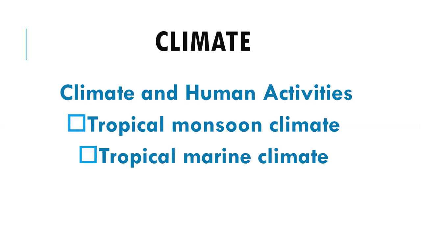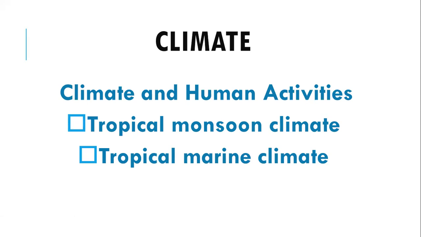Our topic is climate. In the past video, we discussed some various climates on Earth's surface and the various human activities that are carried out within those areas or within those climatic conditions. Now today, let's discuss more on the various climates on Earth's surface, specifically the tropical monsoon climate and the tropical marine climate. We'll start with the tropical monsoon climate to see where it's located, various characteristics of it, and the various human activities, specifically the economic activities that are carried out within these places.